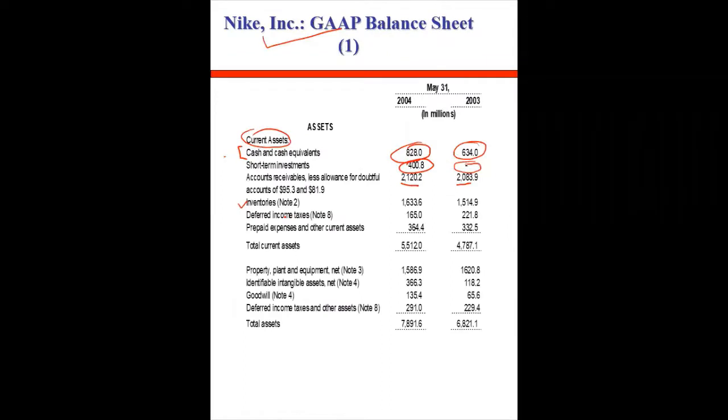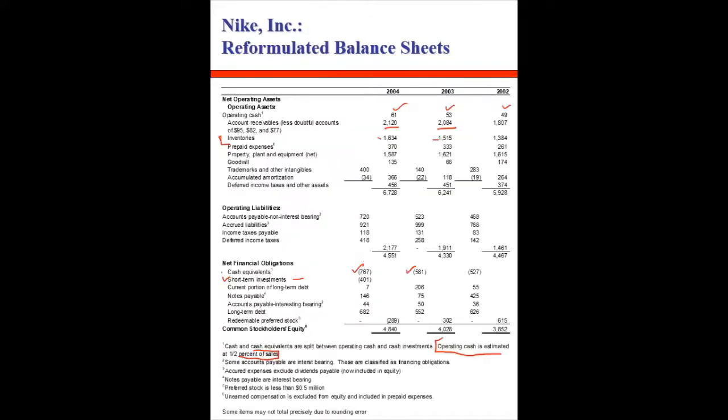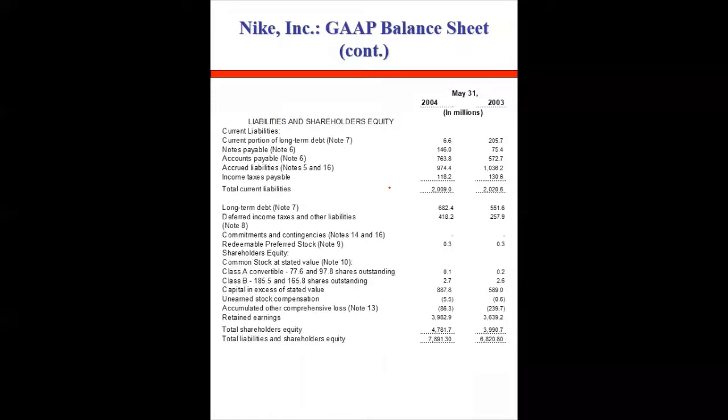So what has been done here, deferred income tax, probably it has been made net. I need to check it. Deferred income tax operating liabilities is here 418. And is there any deferred tax? Yeah, deferred income tax and other assets 456.